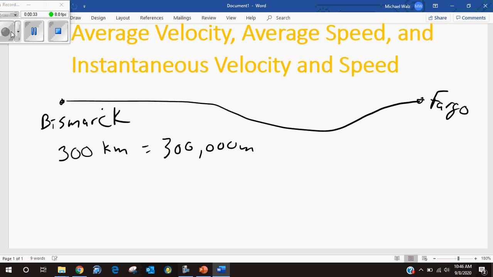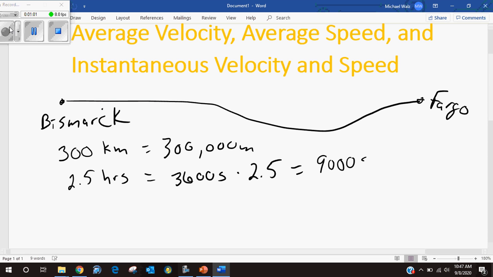And we're using meters because our velocities and such are usually done in meters per second. So let's just say that it took you 2.5 hours to get there, which is going to be 3,600 seconds, because that's how many seconds are in an hour, times 2.5, because we want to get meters per second. So that's 9,000 seconds. Now that's how long it took to get there, and say that this is our distance.